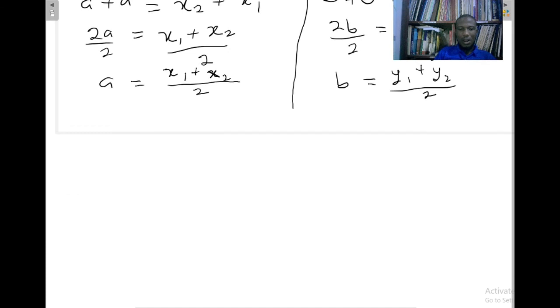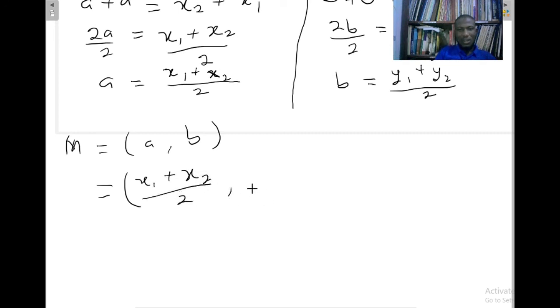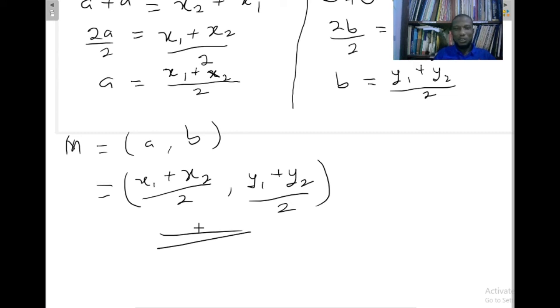So if our point M has the coordinates A, B, then we just have to substitute this in. That will give us our A is x1 plus x2 all over 2. Then our B is y1 plus y2 all over 2. And this is how we got the midpoint formula.